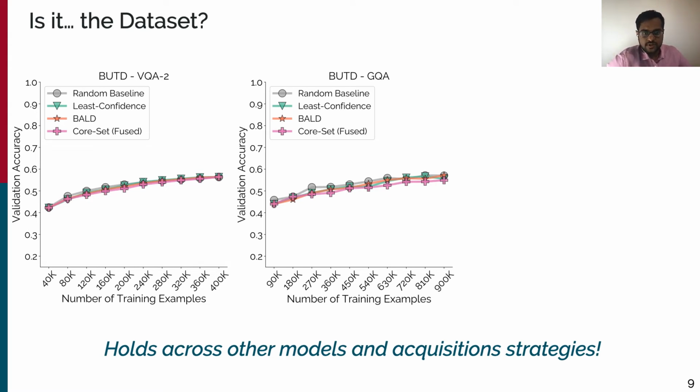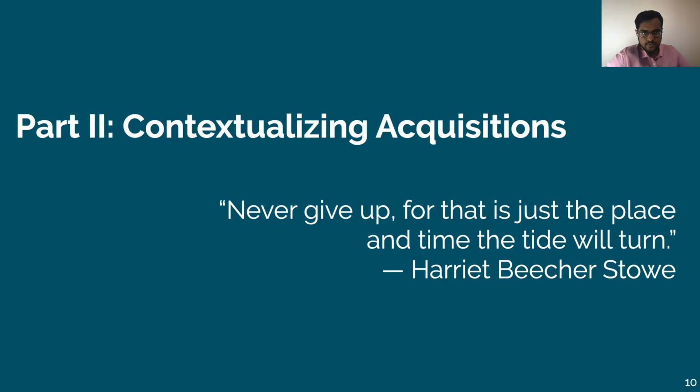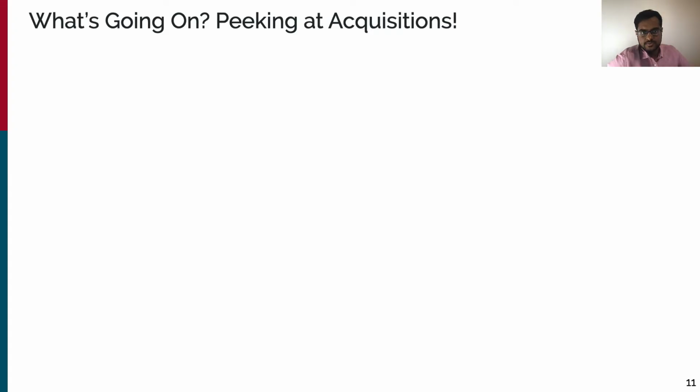We even tried simplifying the problem and created a version of VQA2 with questions only having to do with sports, basically turning VQA2 into a 20-class classification problem. While we're able to get higher absolute validation performance, relative sample efficiency gains for active learning still aren't there. This holds across other models and acquisition strategies as well. So what's going on? If these quantitative metrics aren't telling us anything, what about something more qualitative? To complement these coarse aggregate studies, what if we actually took a look at the examples being acquired by these algorithms? This was the turning point.